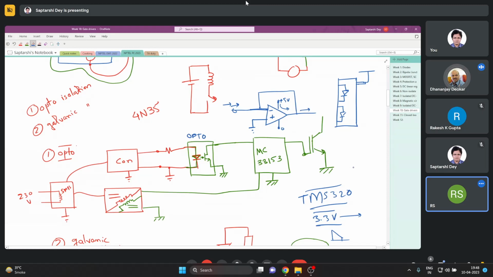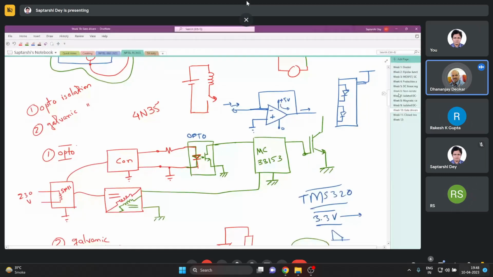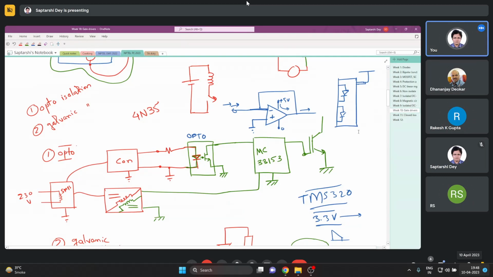Sir, how much current is drawn from a single buffer in this case? I have forgotten, but CD4049 has, maybe a few milliamperes, 10, 20 milliamperes or something like that. If in parallel, it would be a multiple, 6 times 20, somewhere around 120 milliampere. That much is not required. One buffer is enough to drive an optocoupler.